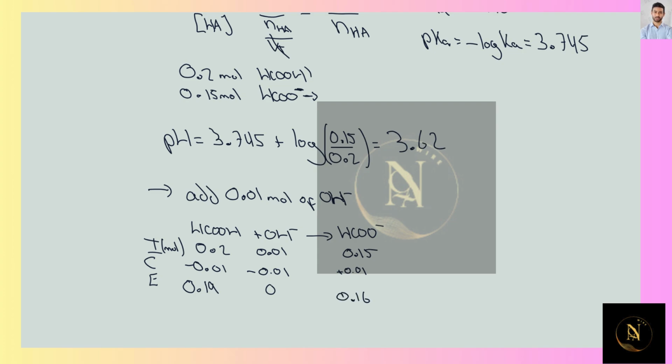And we are going to use these quantities in our Henderson-Hasselbalch equation again. So pH is now going to be the same pKa plus the logarithm of the amount of mole of the base, 0.16, over the amount of mole of the acid, 0.19. The pH is going to be equal to 3.67.